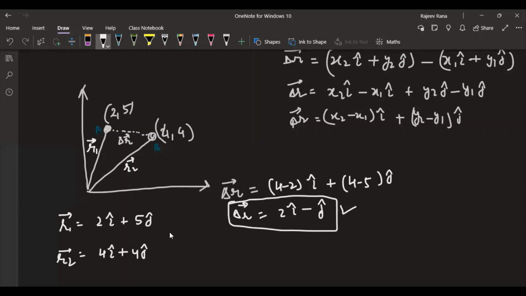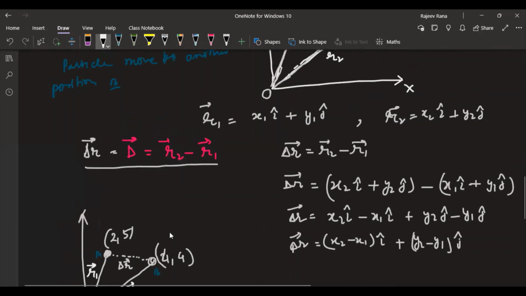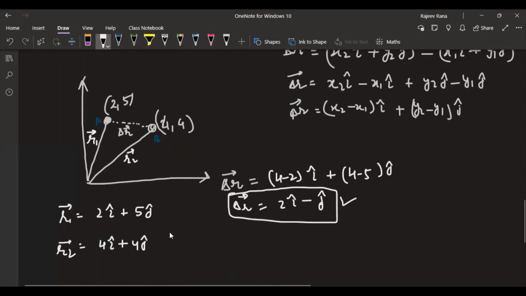Got it? Have you understood the mathematics behind this, what we have done so far? The displacement vector and the position vector are clear mathematically, theoretically and diagrammatically? Yes, sir. I understood till this part, sir.